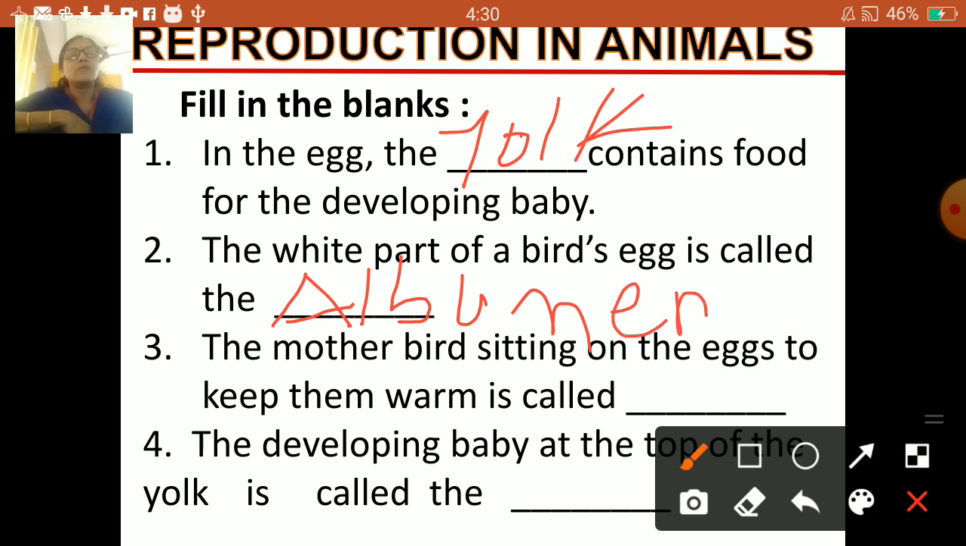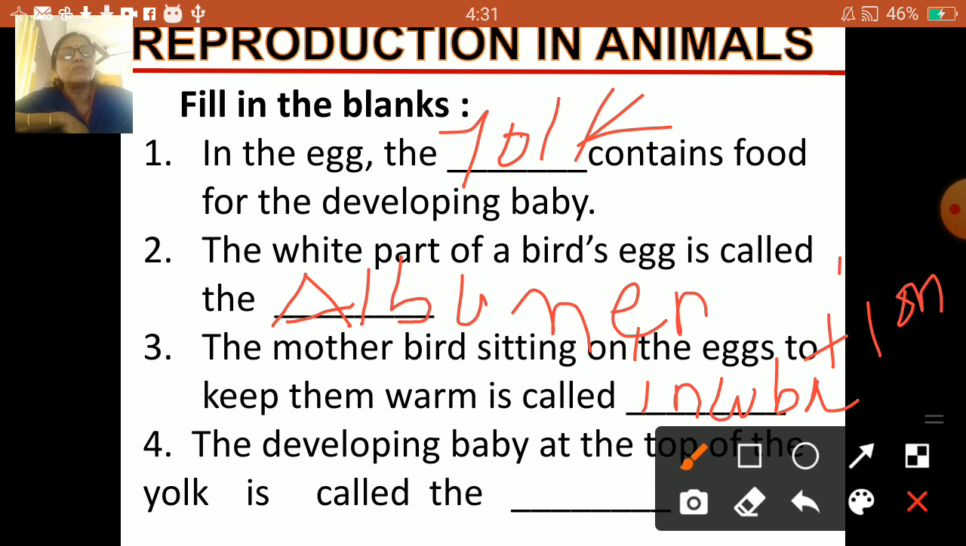The mother bird sitting on the eggs to keep them warm. Very simple. You just saw the picture also. What is that called? Mother bird sitting on the eggs to keep them warm. I know you know the answer. Then you confirm it. I am telling you the answer. The answer is incubation. The mother bird sitting on the eggs is incubation. INCUBATION. Okay, children?